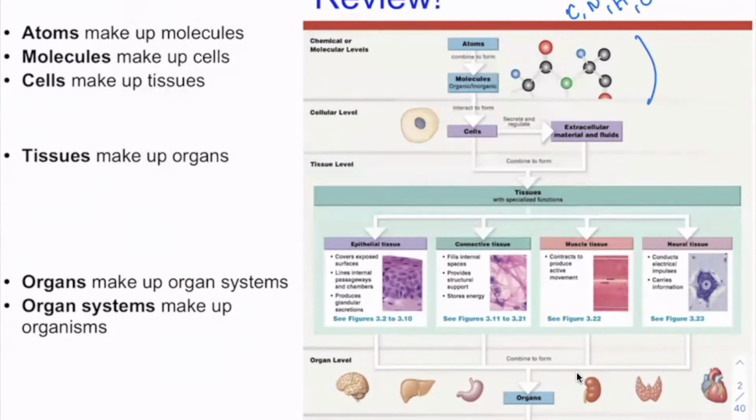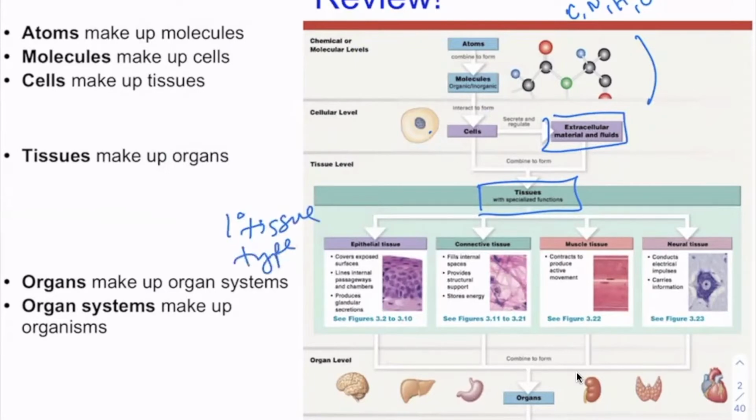The cell has a cell membrane, and everything inside the cell would be intracellular, and everything outside the cell would be extracellular. Now, when you have cells, and these cells are secreting and regulating with the fluid surrounding them, that is called the interstitial fluids. When you have these groups of cells and the extracellular material or interstitial fluid surrounding them, then we now call it a tissue. And there are 4 primary tissue types.